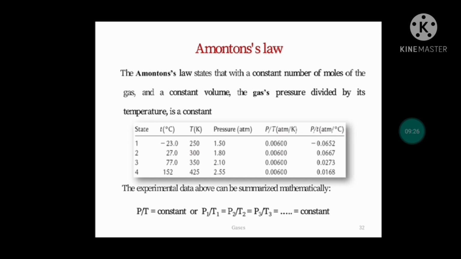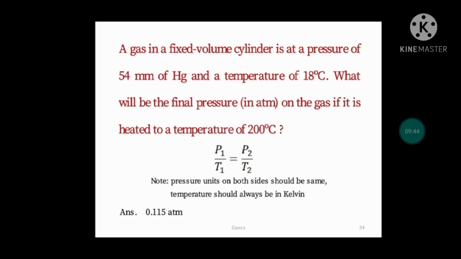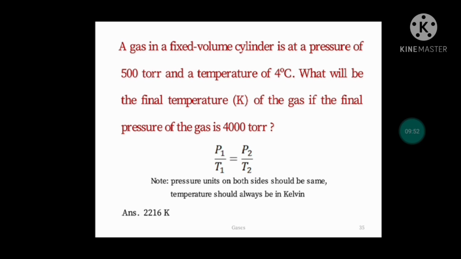So we have constant number of moles and constant volume, but pressure and temperature are going to vary. You can find out either P1, P2 or T1, T2. You have to just rearrange the equation, and we have a problem based on it. Just, on both sides the pressure and temperature units should be the same. So here the final answer is 2216 Kelvin.